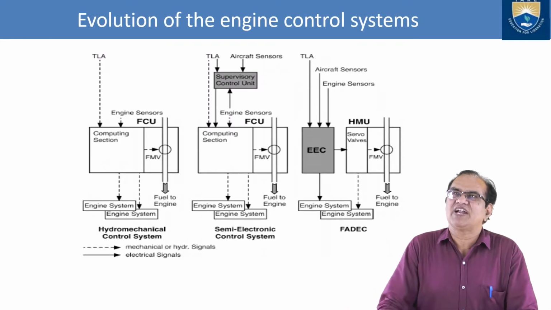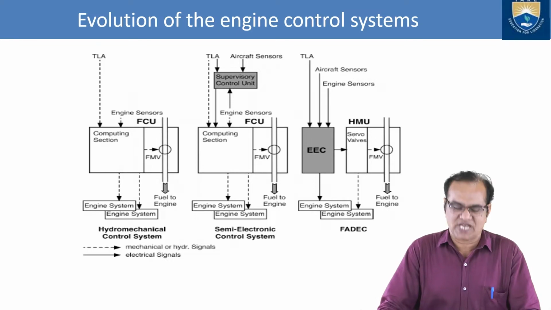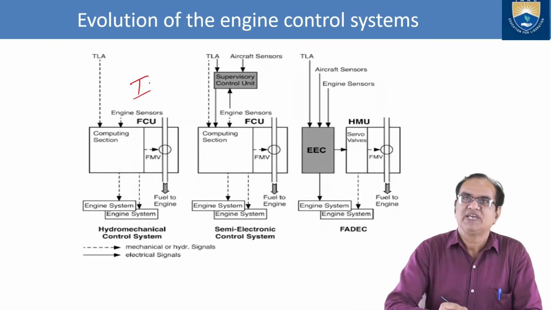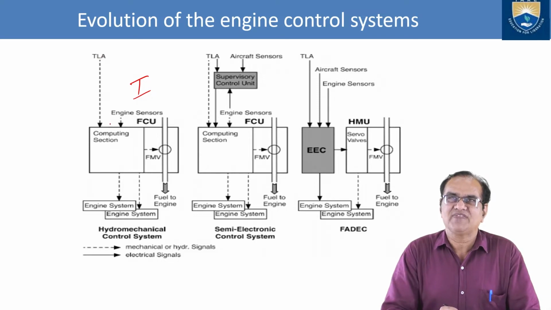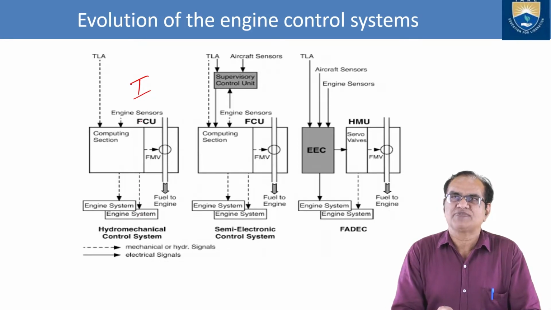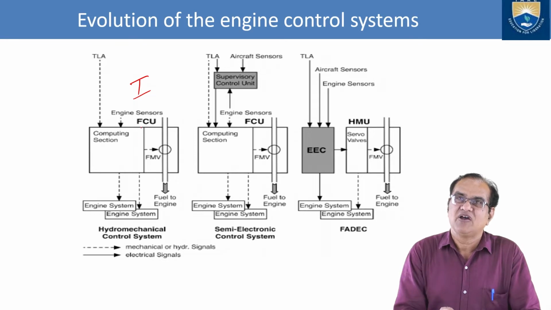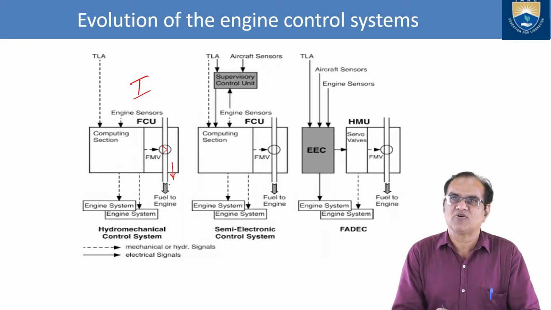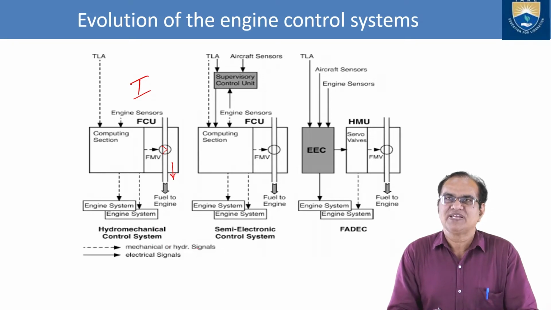So the evolution of the engine control system is shown here, how these things are working. In this first diagram, we give the thrust lever angle, then this goes to the computing section. Here engine sensors are there, then engine systems, then it goes to the FCU, and here it is a valve. This valve will open less or more, and then fuel will go to the engine as per the fuel metering valve. It is like a needle valve. It will open or close and the system will go. So it is a mechanical or hydraulic signal.